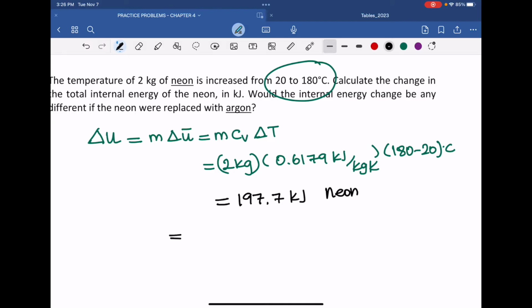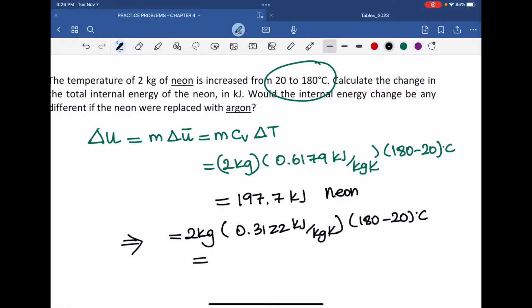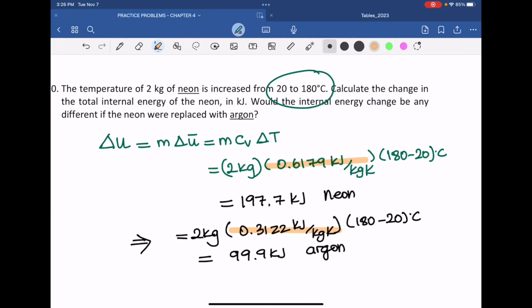This is for neon, and then if you repeat the same process, which is 2 kilogram times 0.3122, you will find 99.9 kilojoule for argon. So of course it has changed. Why? Because the value of Cv is changed. That's why, for different gases.